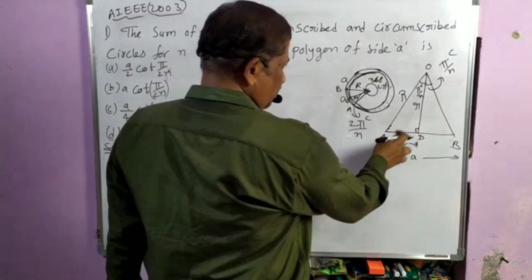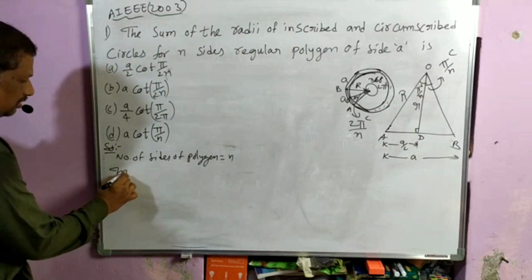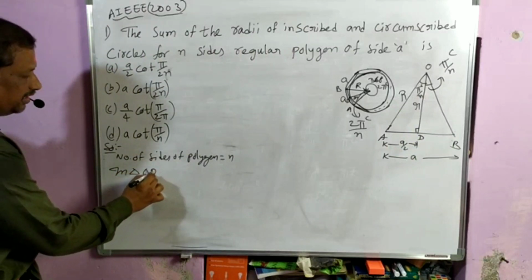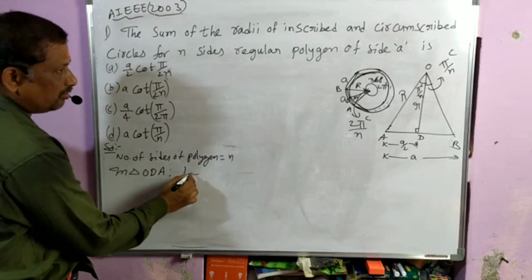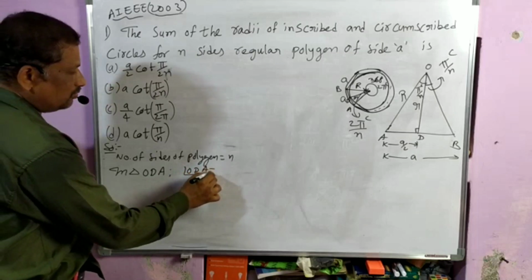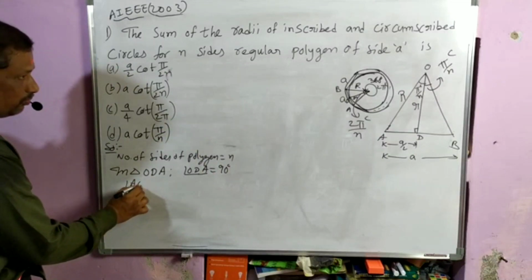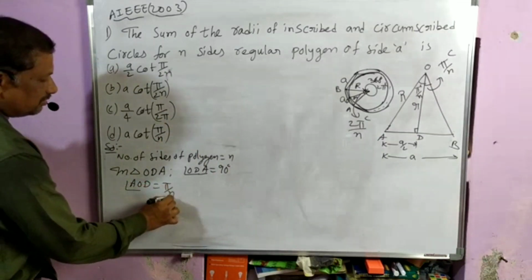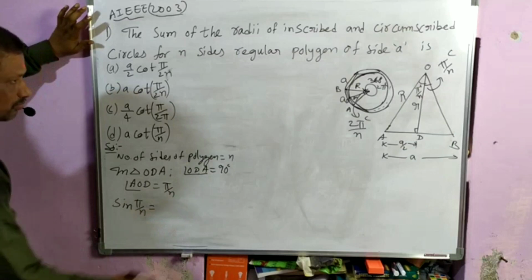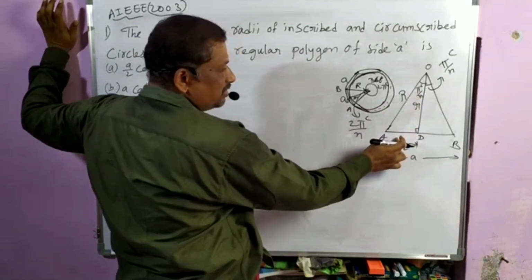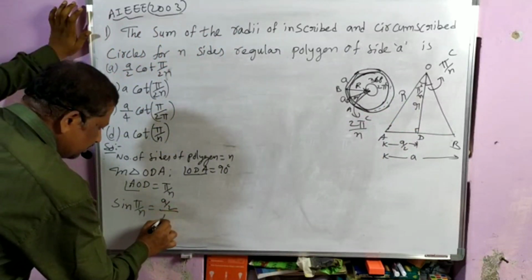Now I am taking the sine of that angle. So in the triangle ODA, angle ODA is equal to 90 degrees. Next, angle AOD is equal to pi by n. So sine pi by n is opposite side by hypotenuse. What is the opposite side? The opposite side of this angle is A by 2. Hypotenuse is capital R. So A by 2 by capital R.